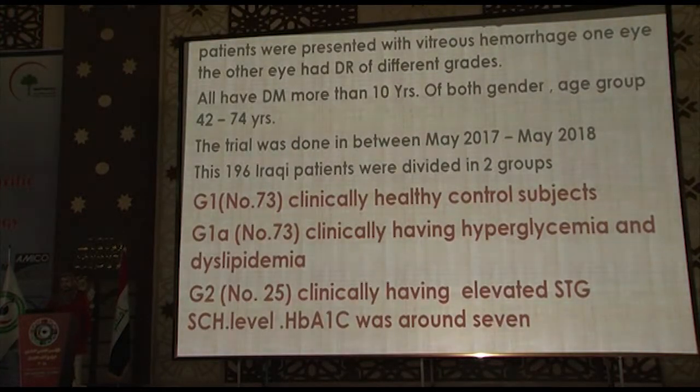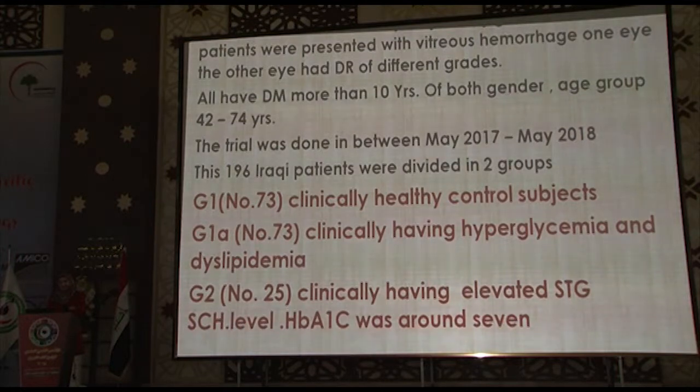Totally 196 patients were included in our study, of which 98 per 196 had diabetic retinopathy of any grade. 25 per 196 patients presented with vitreous hemorrhage in one eye, and the other eye had diabetic retinopathy of different grades. All have DM more than 10 years, of both genders. Age group is 42 to 74 years. The trial was done between May 2017 to May 2018.